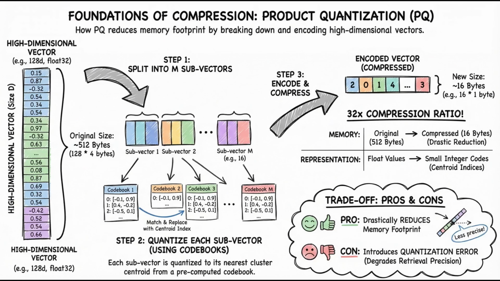This process is incredibly efficient for memory. For example, a 128-dimensional vector, which would normally take up 512 bytes using standard float32 precision, can be crushed down to just 16 bytes. That is a 32 times compression ratio. However, there is a trade-off. Because we are approximating our data with these indices, we introduce quantization error. In practice, this means that while PQ saves a massive amount of memory, it can sometimes lead to a drop in the precision of our search results. Understanding this limitation is the first step toward mastering more advanced compression techniques.